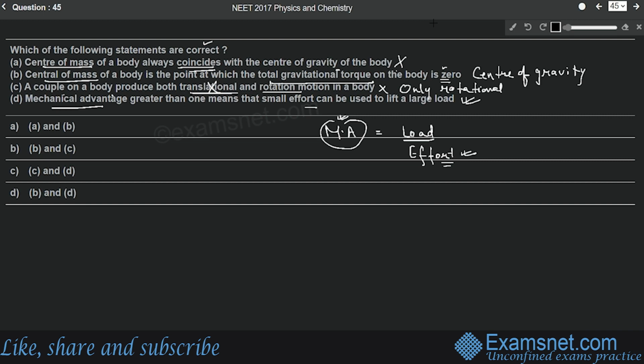So here we have to find two correct statements, and we had seen that statement B was also partially correct, so we will take these two as the correct statements. So option D will be correct. B and D both will be the correct statements. Okay. So here we complete all the physics questions from NEET paper 2017.